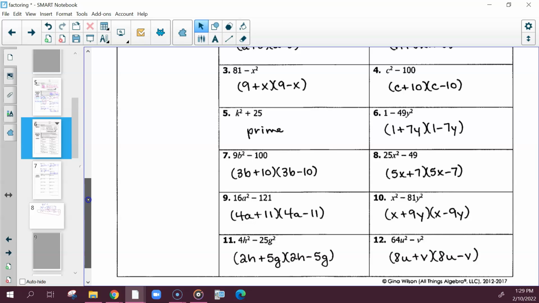Number 4, c plus 10, c minus 10. Number 7, 3b plus 10, 3b minus 10. 8, 5k plus 7, 5k minus 7. 10, x plus 9y, x minus 9y. 11, 2h plus 5g, 2h minus 5g. Do you have any questions on those before I flip to the back?